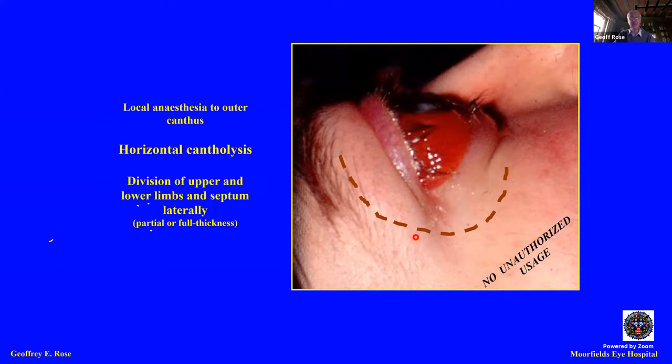Obviously, how do you do your cantholysis, for the fellows and so on? Put some local anesthetic in the skin, do a horizontal incision to split the two heads, and then follow up around the margin, arcus marginalis, completely chop through the tissues below the orbicularis, and it should allow it all to prolapse out.